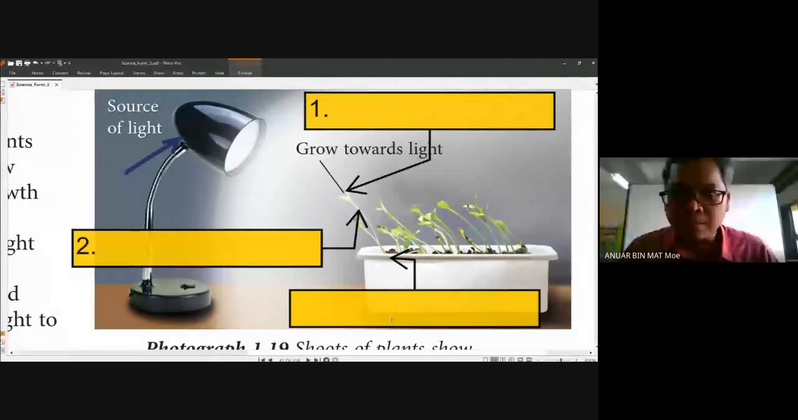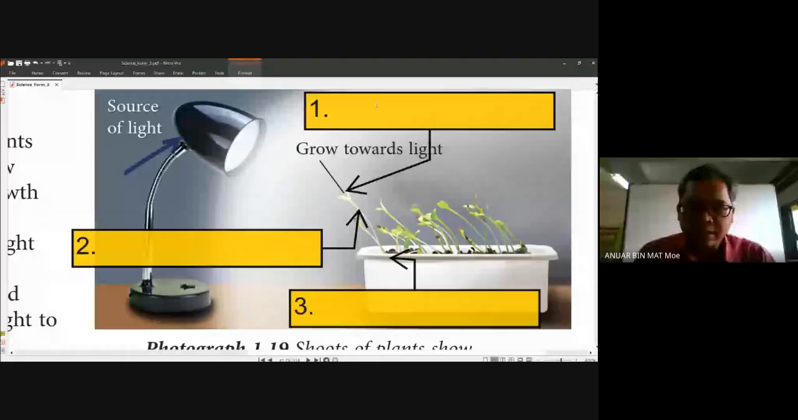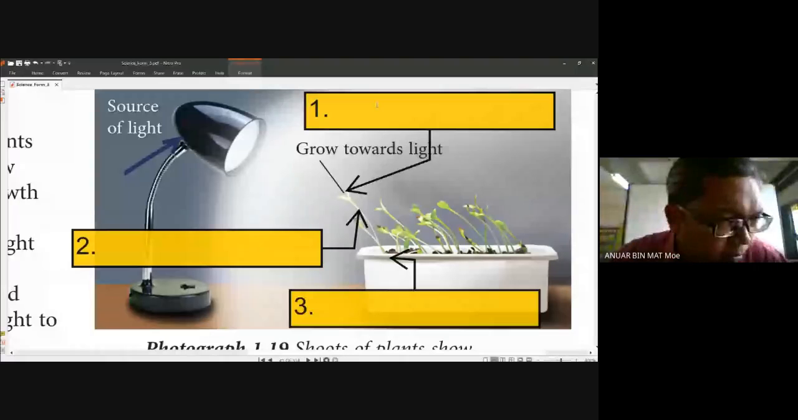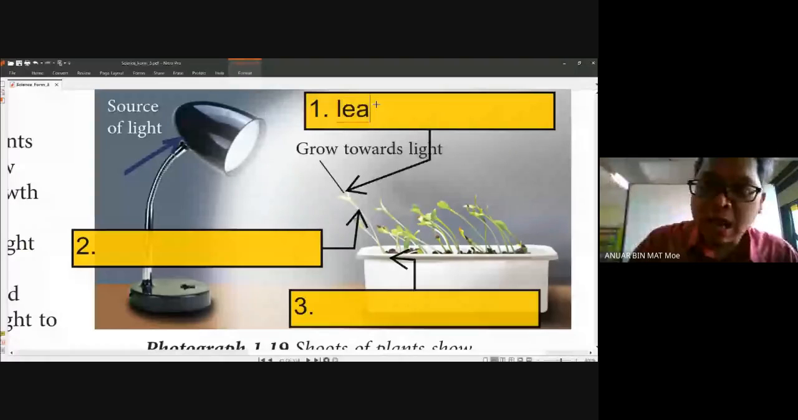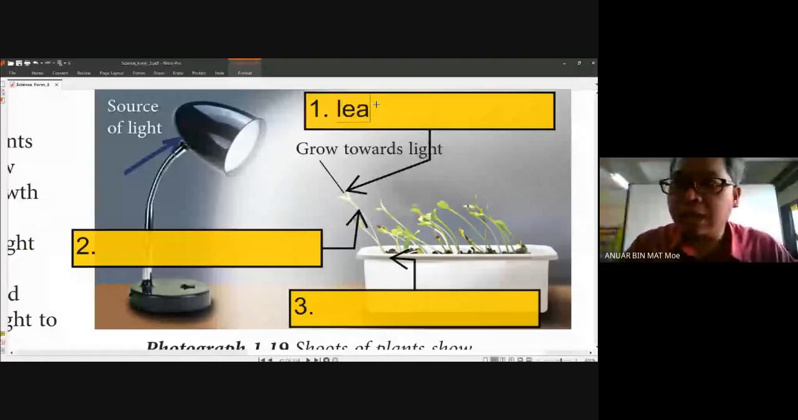Apa nama ini? Three parts of plant. Number 1 is, we call it? Leaf. Yes, good. This we call it leaf. Daun. Kan? Daun ataupun we call it shoot. Shoot. Bukan tembak. Ini shoot. Daun. There are 3 parts of plant. One is leaf. And then number 2?